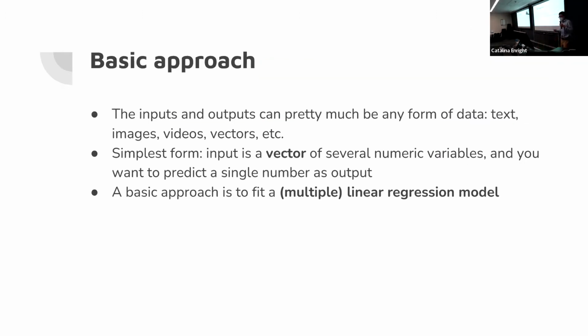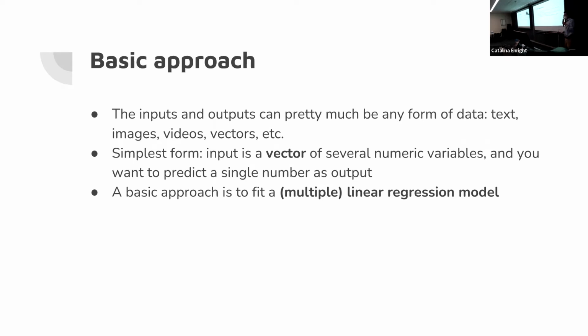Okay, so as you've seen, these inputs and outputs can pretty much be any form of data, like text, images, vectors, videos, and any kind of data you have; probably some people have attempted to use machine learning on it. But just to start with a very simple example, let's say that you have a vector of some numeric variables that you observe, and you want to predict a single number as the output.